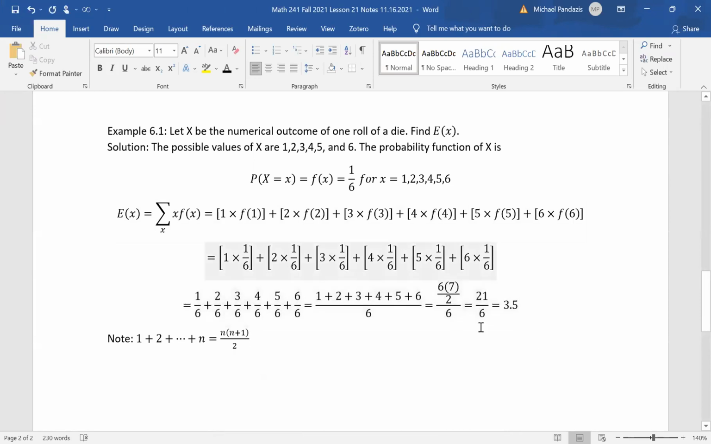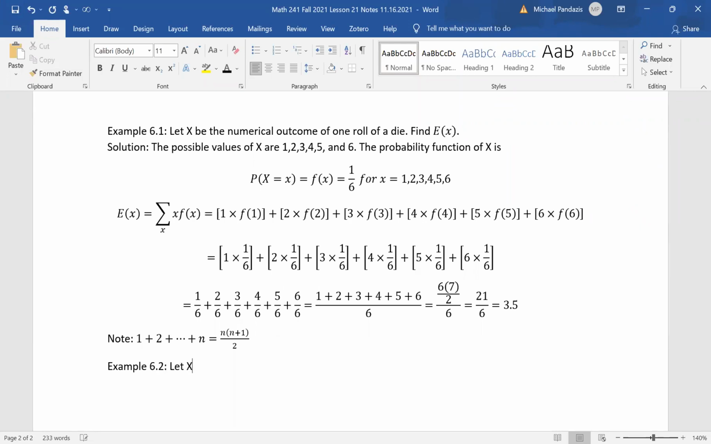So on average, if you were to keep rolling one die over and over again, eventually you would expect the average to be very close to 3.5. That is something the expected value tells you about this experiment. Okay, so that's the example, by the theorem.